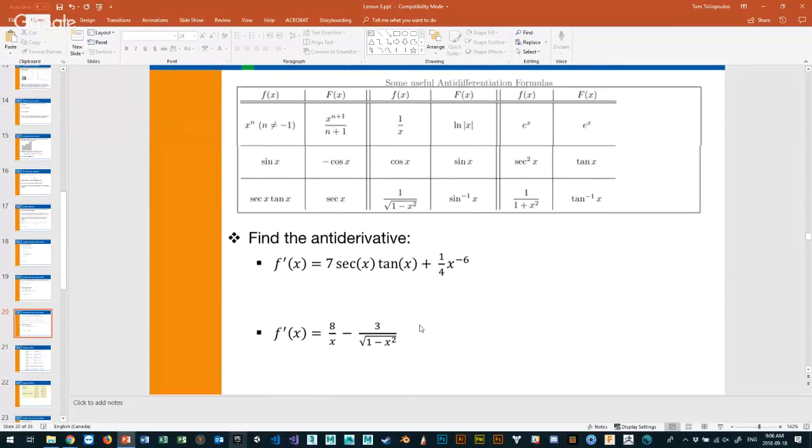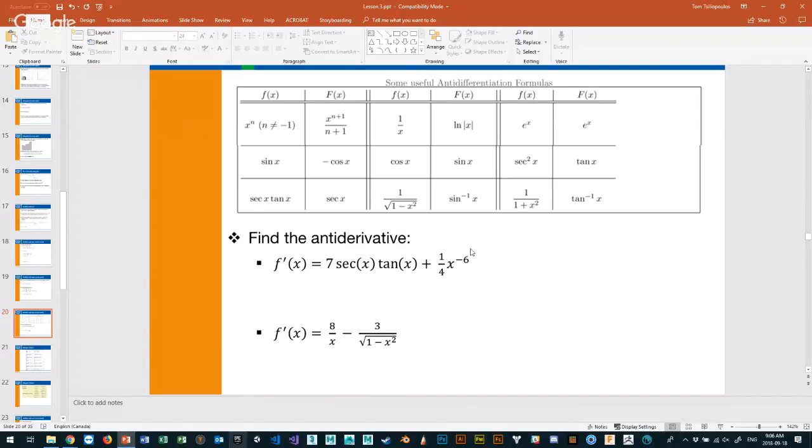So if I find the antiderivative of f prime of x, where f prime of x is equal to 7 sec x tan x plus 1/4 x to the negative 6, how would I approach this problem? This is a different thing altogether, right? So you look over here, sec x tan x, this is equal to sec x, secant x, right? The 7 stays where it is. So 7 sec x is this part. Plus, again, 1/4 x to the negative 6.